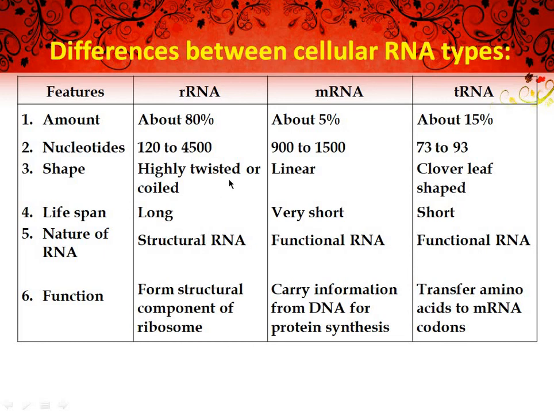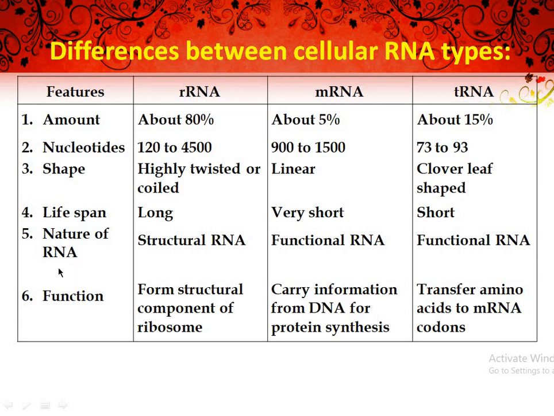Now, ribosomal RNA is highly twisted or coiled, whereas mRNA is linear, and in a few cases in eukaryotes it becomes circular. Whereas for transfer RNA, the secondary structure is clover leaf shaped and the tertiary structure is L shaped. Now if you see the lifespan of these three different RNAs, tRNA has a short lifespan.